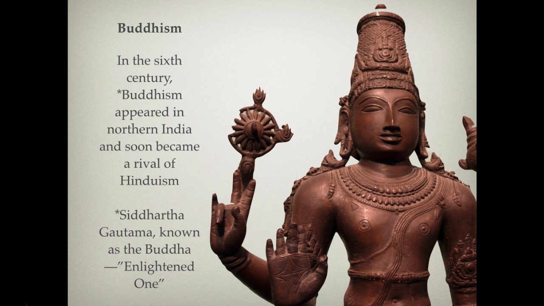Now, the other religion that really dominates and buds in the 6th century BCE is Buddhism. Buddhism emerges out of Hinduism and appeared in northern India, and eventually came to rival Hinduism temporarily. As we'll see, it will migrate out of India, because Buddhism will not, in the long run, be able to blossom in India due to the caste system.